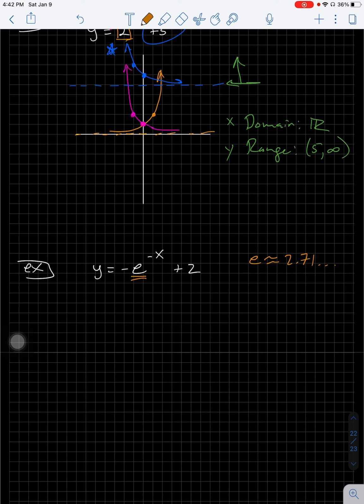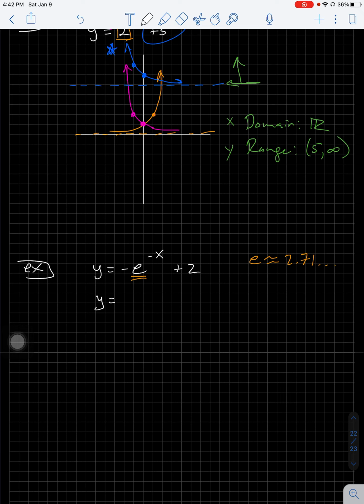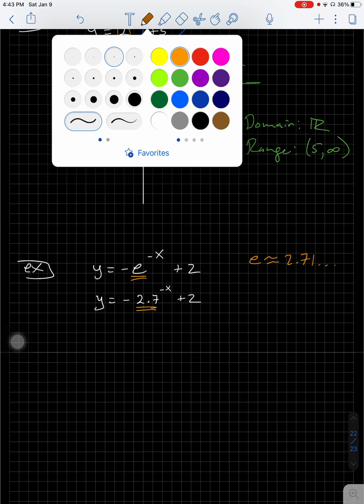Now, don't let anybody see you writing anything this way. But if you want to, and it helps, you can do this and then erase it later. This is 2.7 to the negative x plus 2. That's what it's saying. Okay, and so all that does is it changes your start value. All right, let's draw.